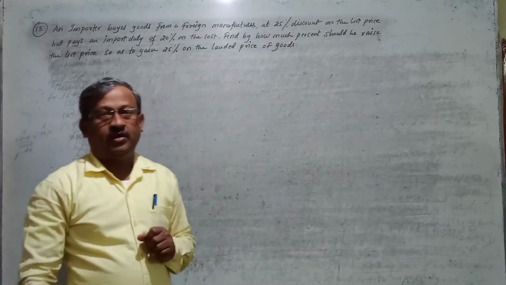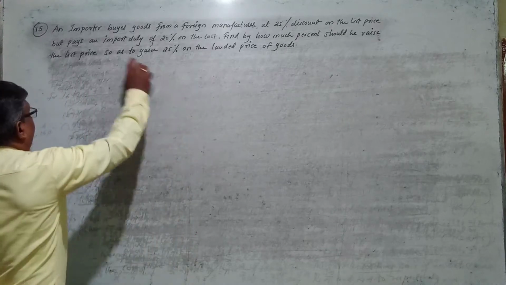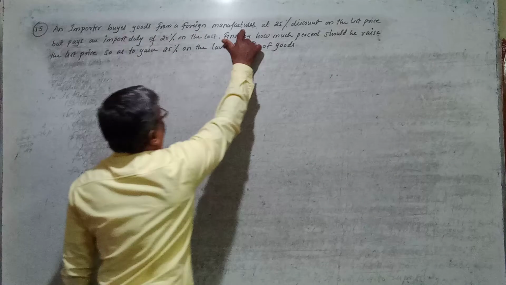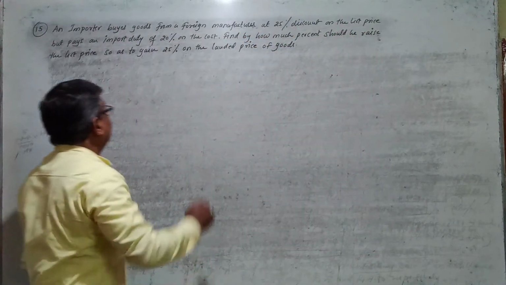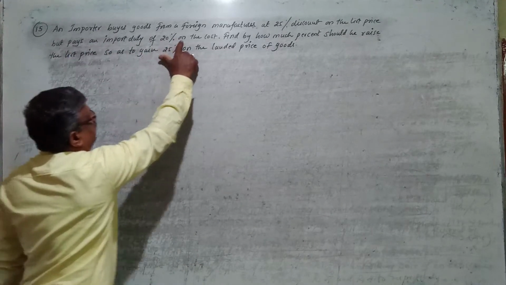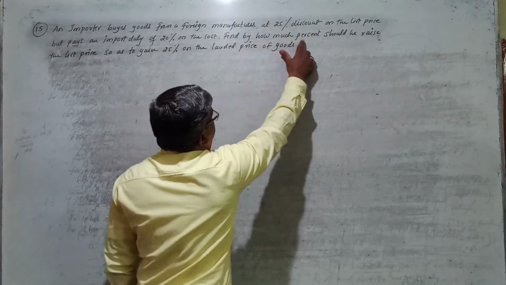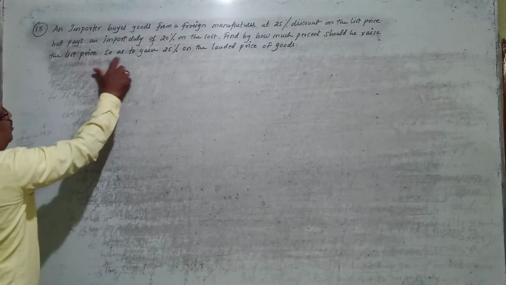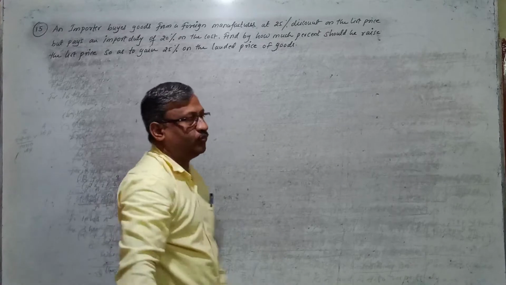So here is the next problem on discount I have taken. The problem is, an importer buys goods from a foreign manufacturer at 25% discount on the list price, but pays an import duty of 20% on the cost. Question is, find by how much percent should he raise the list price so as to gain 25% on the landed price of goods, right?